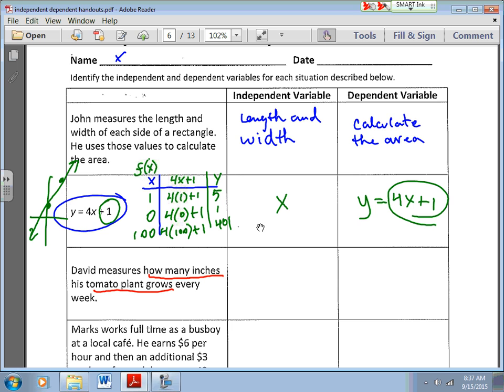All right, so which one depends on the other? How many inches depends on the tomato plant growing every week? Yeah. Okay. So how many inches? So you put how many inches depends on the tomato plant growing.